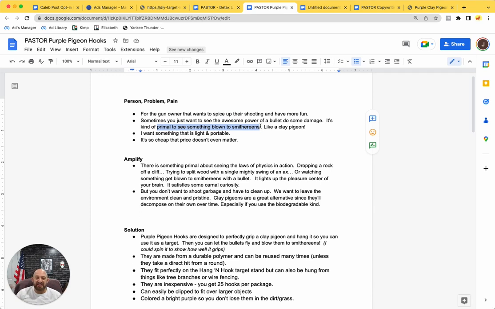We like to see physics in action. We like to see if we can chop a piece of wood in half with one swing. There's a lot of this interesting stuff, but that's a real visceral reason why I want to shoot something like this. I also want something that's light and portable. And I want it to be cheap so that it doesn't matter. I don't want to blow up something really expensive, and I don't want to haul anything really heavy. So those are my person, problem, pain points.